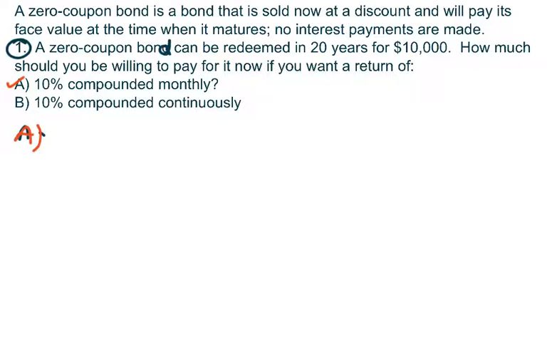We have A equals 10,000, and R equals 0.10. N equals 12 because it's 12 months. And T is 20 years. So we'll use that for both formulas.